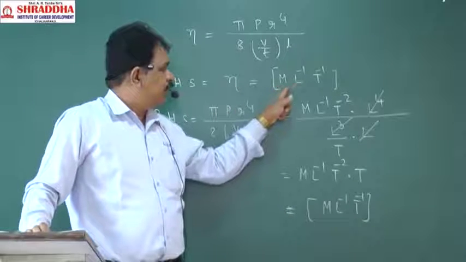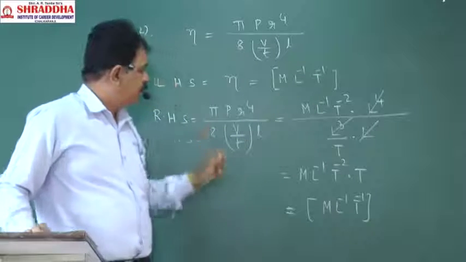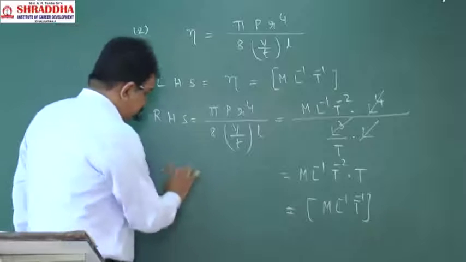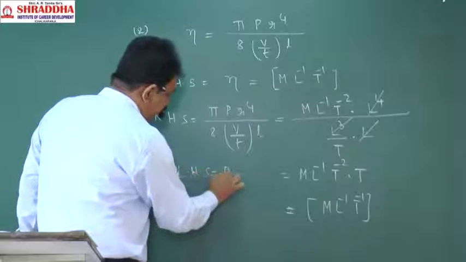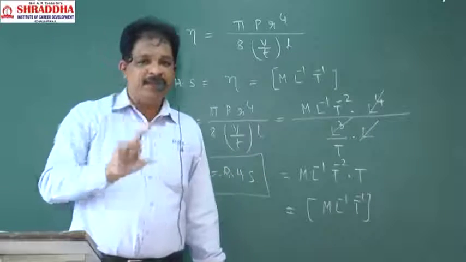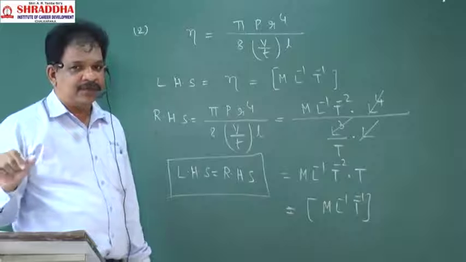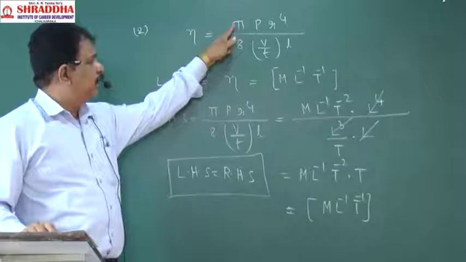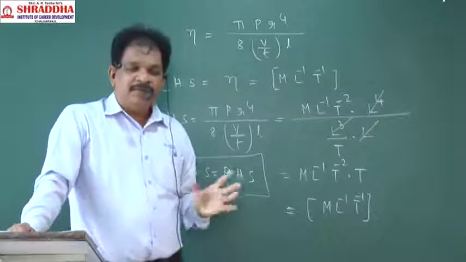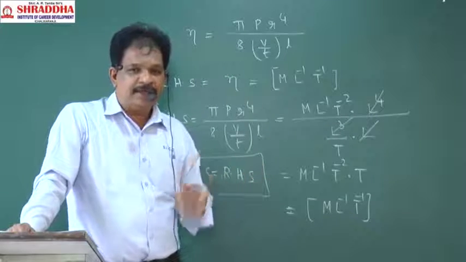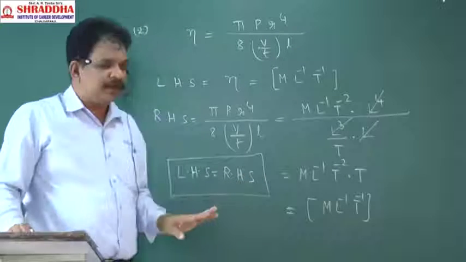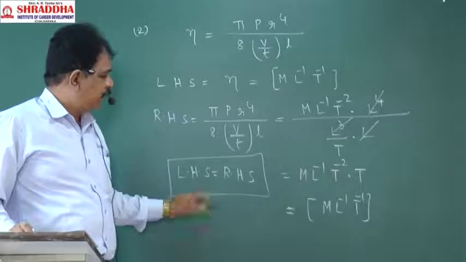Left hand side, how much we got? M L power minus 1 T power minus 1. Both are the same, right? So what we can say: LHS is equal to RHS. So the equation is dimensionally correct. Numerically correct or not, we don't know. Here pi may be there, or here some more will be there, here 8 may be there, here 6 may be there. The equation is dimensionally correct. Numerically it may be correct, may not be correct. We can't decide that with this dimensional analysis.